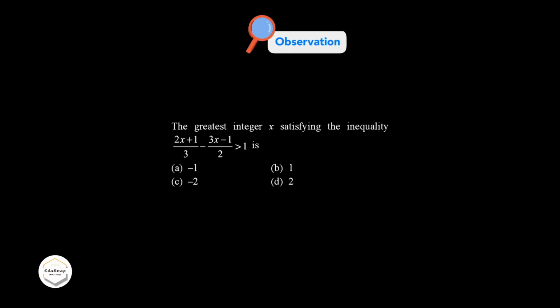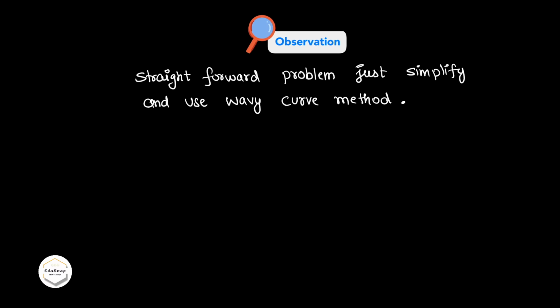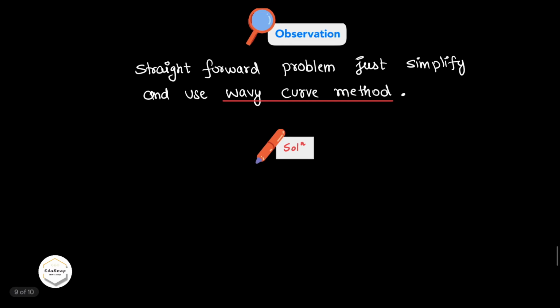So let's begin the observation part. If you observe one thing, this is one of the straightforward problems, which is based on the wavy curve method. So let's quickly start the simplification part.